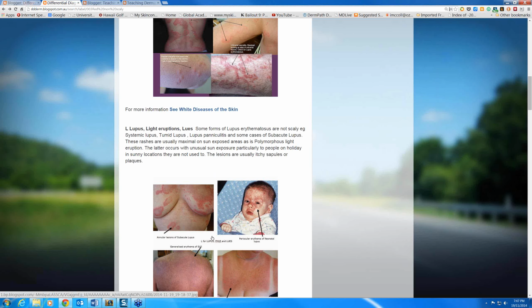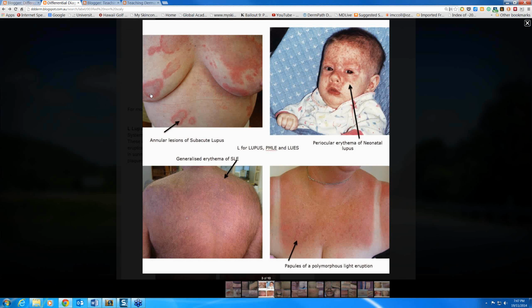This is a composite picture of some of these different types. You can see these lesions look a bit like urticaria, but the thing is, these will be fixed. These will last several weeks. They won't be varying within a few hours. They won't be itchy like urticaria will be.